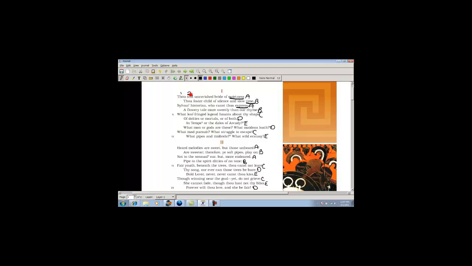Thou, still, un-rav-ished, bride, of, quietness. Each line of this poem is going to have 10 syllables that follow the iambic form, basically a da-da-da-da-da-da-da-da-da-da sound. That's all iambic pentameter means. And this covers the format of Keats' ode.